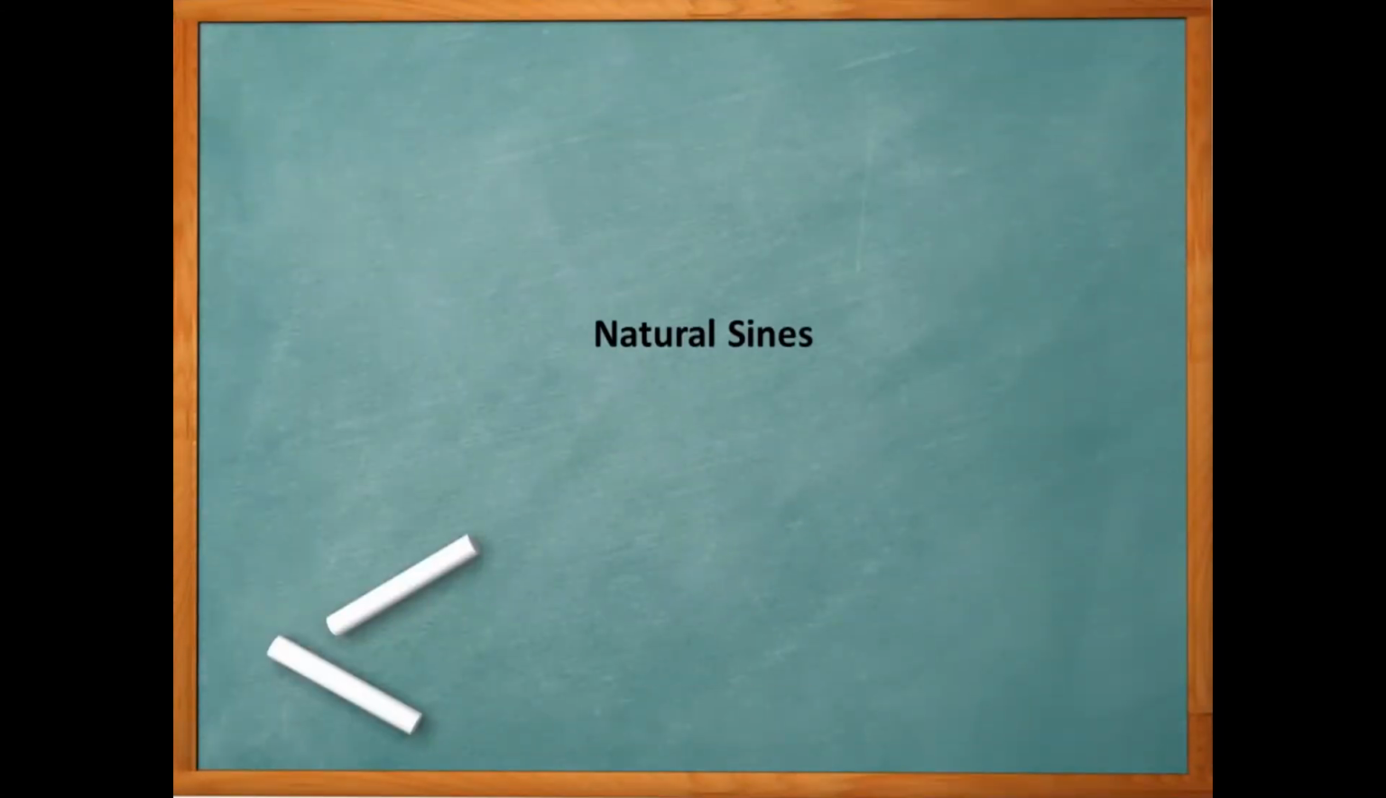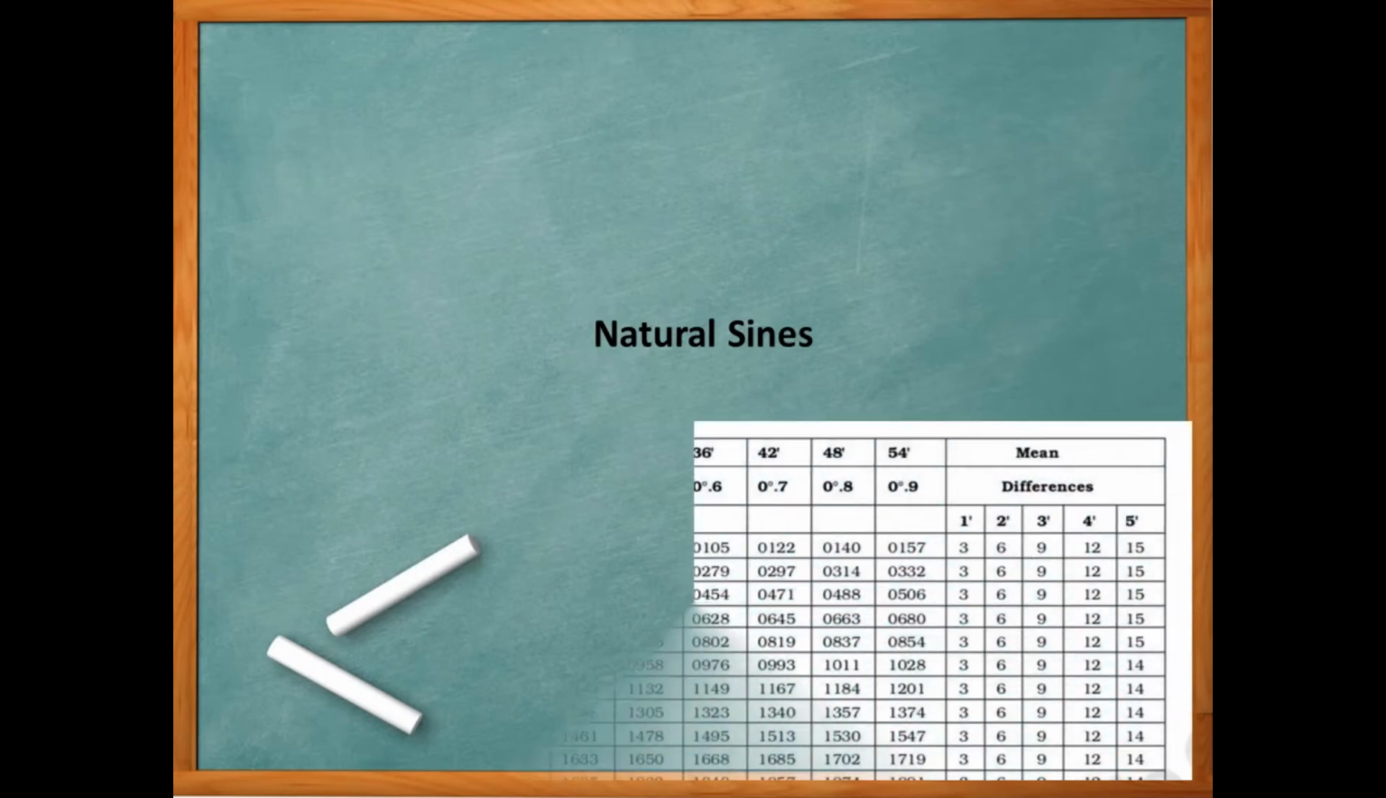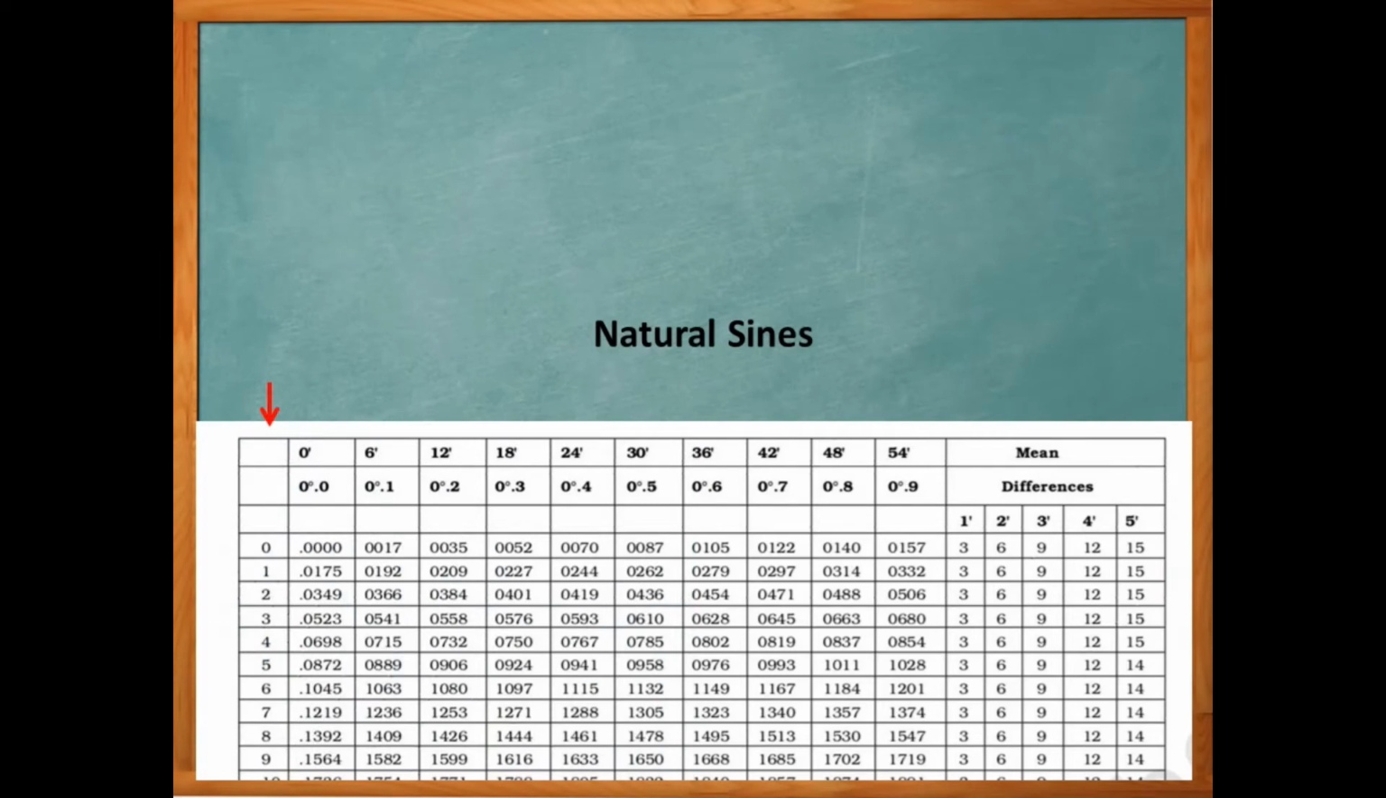So let's have a clear picture of the table so that we can see the parts of it. The first column on the left is the column for the degrees. And this part here are the columns for the minutes, which is in the interval of 6. And this part here are the columns for the mean differences. So let's have an example.